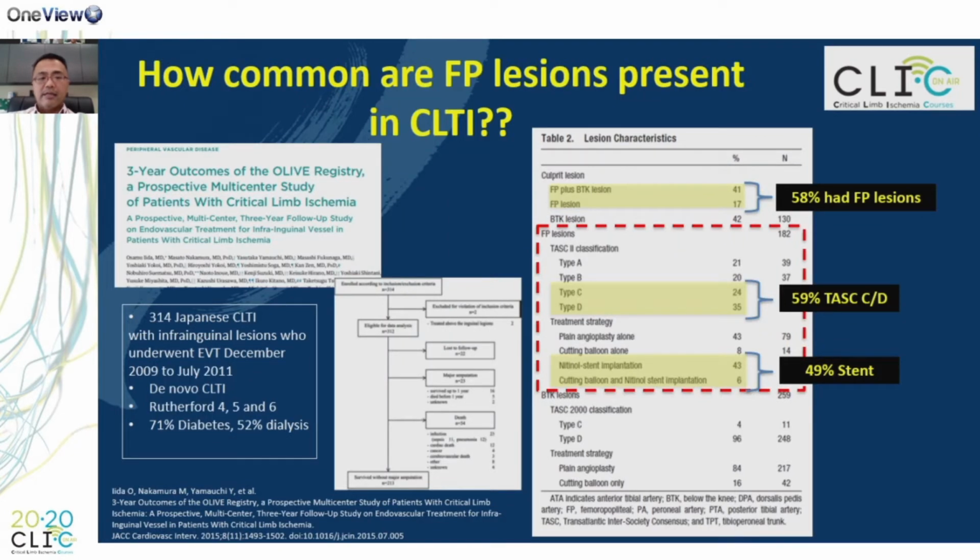So we are in a CLI course, so we talk about how common the FEMPOP lesion is in CLTI. This is a snapshot of the OLIVE registry from Japan, a well-run registry. Within a registry of real-world CLTI patients, they had almost 60% of patients with a FEMPOP lesion, as in this case. 59 or 60% of these were TASC C and TASC D lesions. And within the registry, 50% of these patients actually had a stent to optimize the inflow.